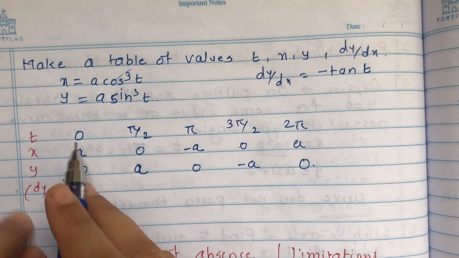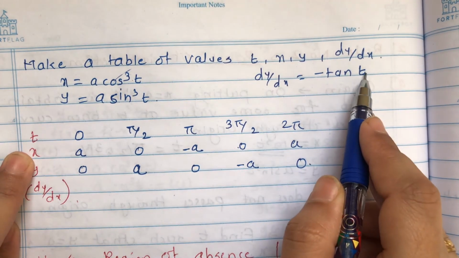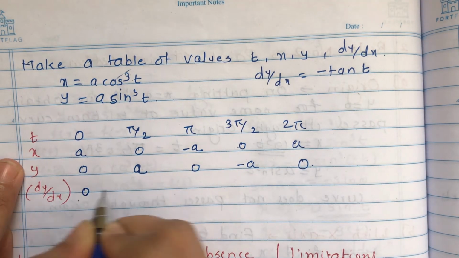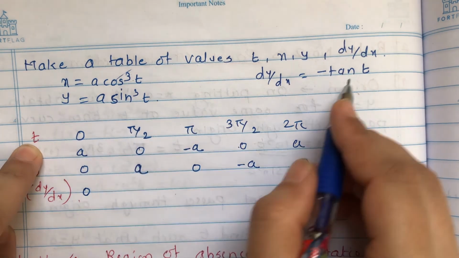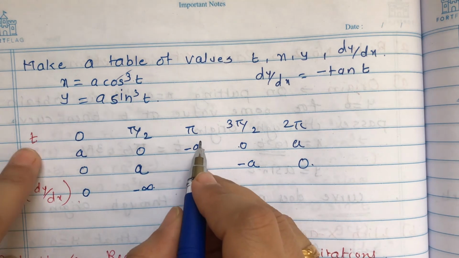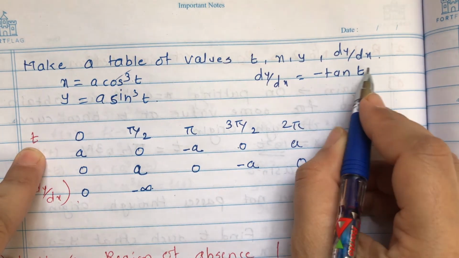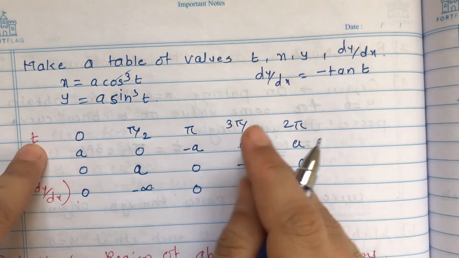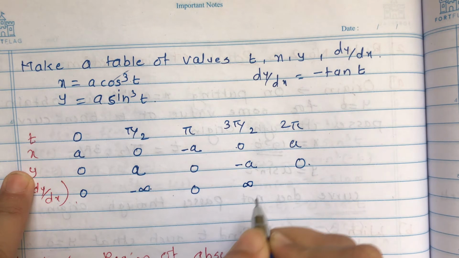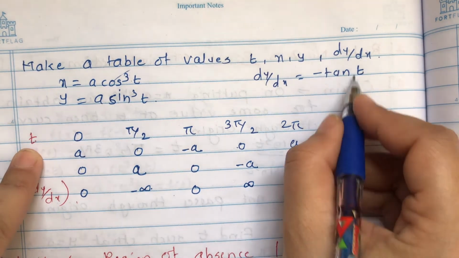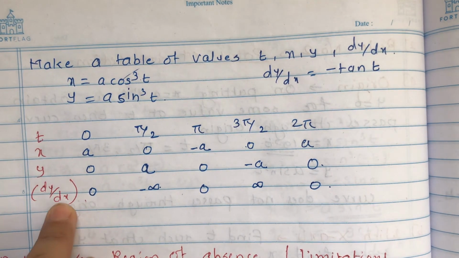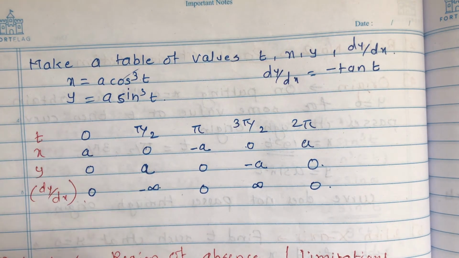t. Now when t is equal to 0, tan 0 is 0. Next, when t is equal to pi by 2, tan pi by 2 is infinity, so we'll get minus infinity. Next, when t is equal to pi, it will be 0. Next, when t is equal to 3 pi by 2, it will be infinity, and when t is equal to 2 pi, it is again 0. So these are the values of dy by dx for corresponding t.